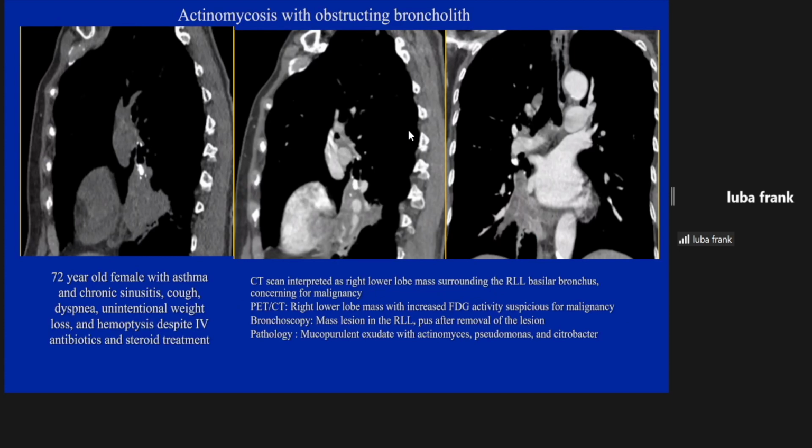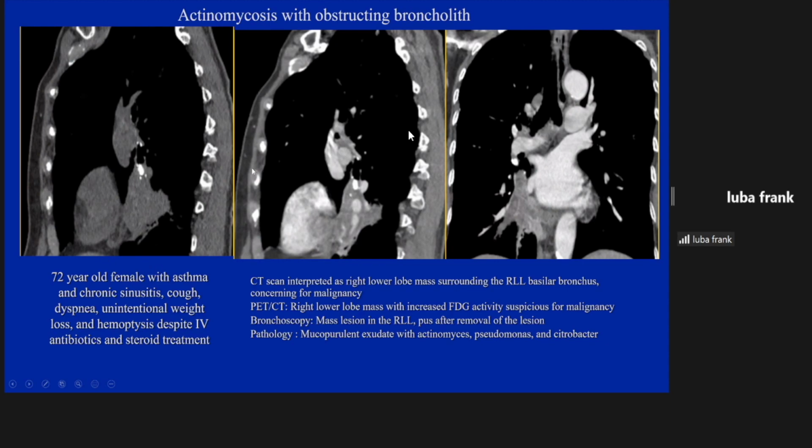The next infection that I want to discuss with you is actinomycosis. This particular case also presented a diagnostic challenge in our practice. This patient went through a full workup and finally had to go through lobectomy as a final treatment. What we're seeing here is a 72-year-old female. She had asthma and chronic sinusitis, and she came with cough, dyspnea, and weight loss. She had IV antibiotics and she did not improve.